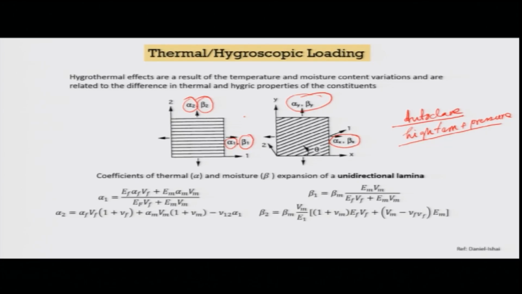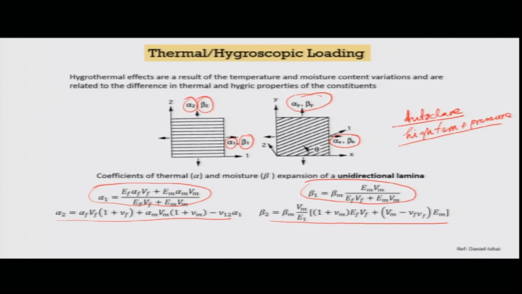Now, alpha 1 and beta 1, etc., can be found out by these simple relationships, provided I know the fiber and the matrix volume fractions, and I know the thermal expansion coefficients of each one of them. I can find out alpha 1, and similarly I can find out beta 1. Okay. So, through experiments people can determine these things. Similarly, alpha 2 can be found out by this expression and beta 2 can be found out by this expression.